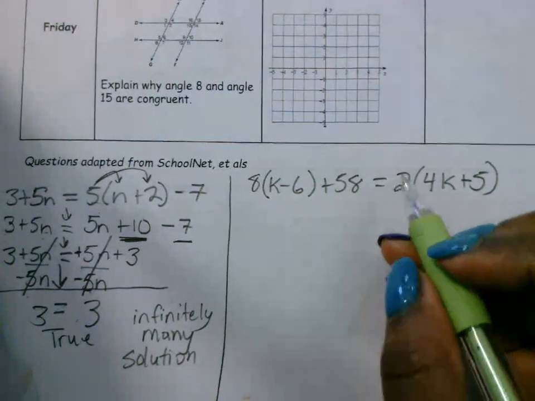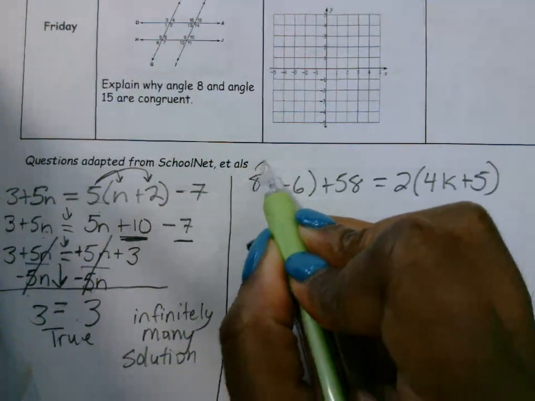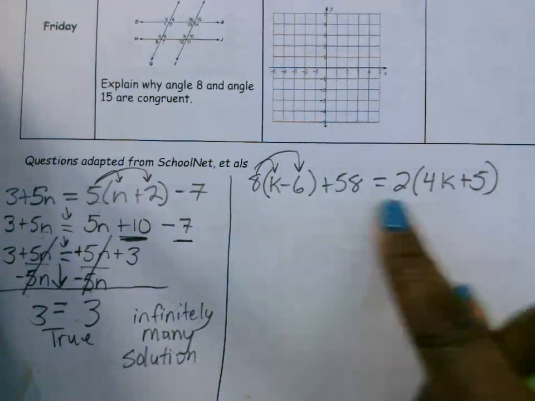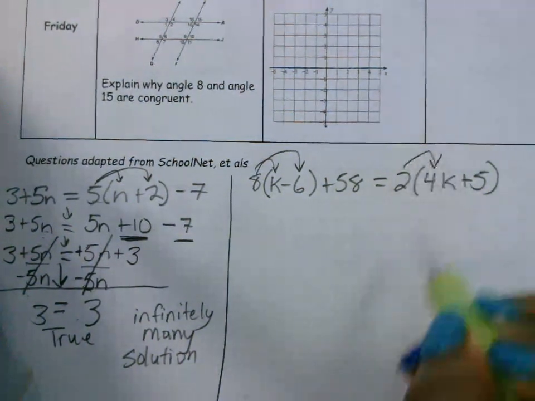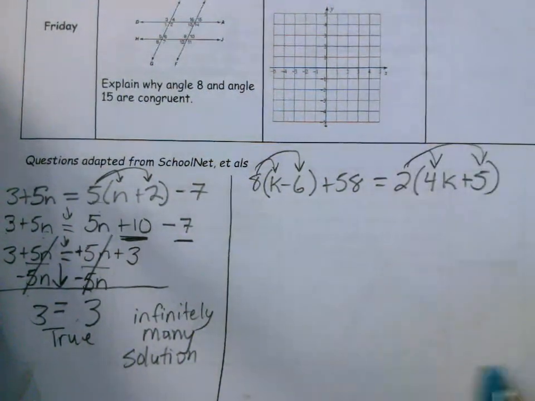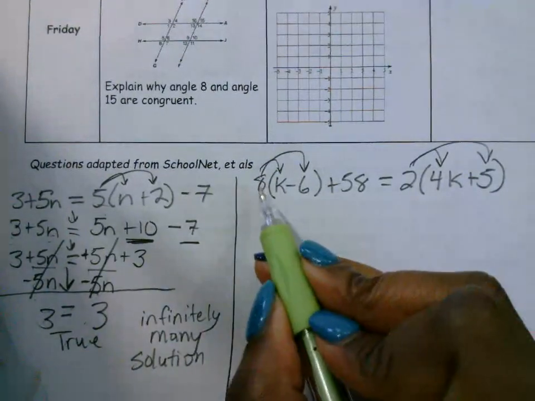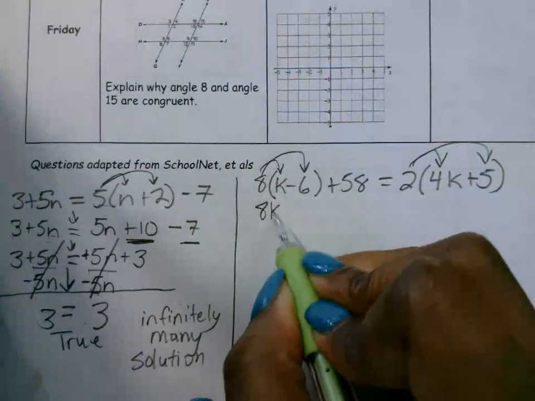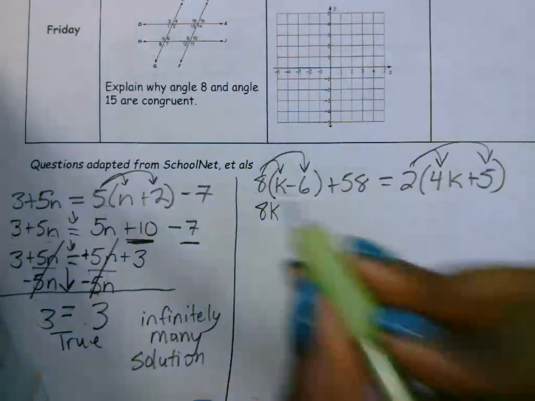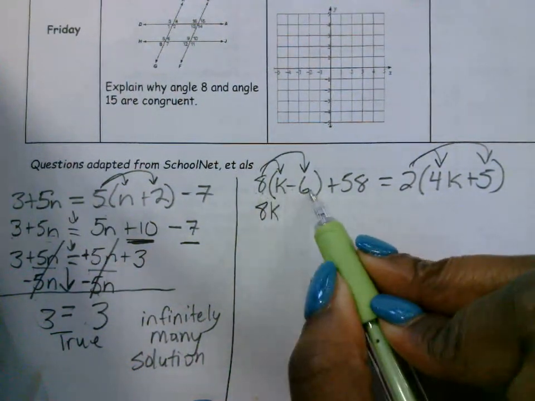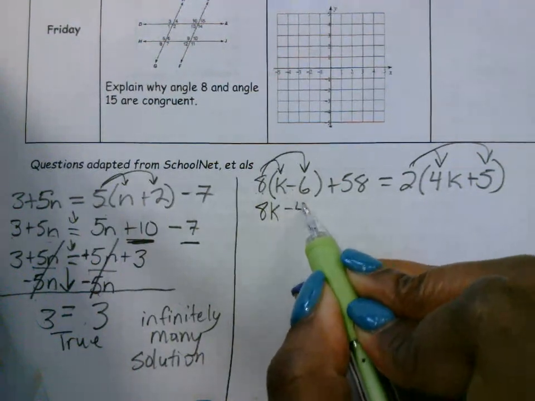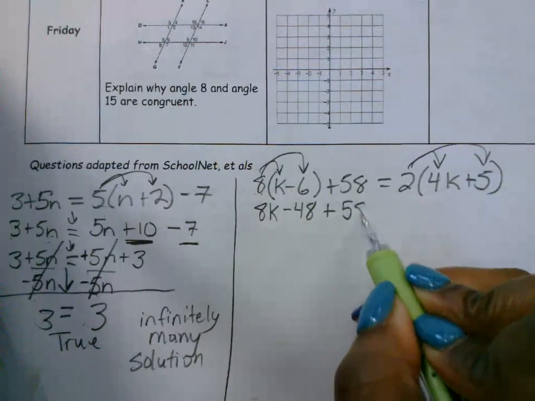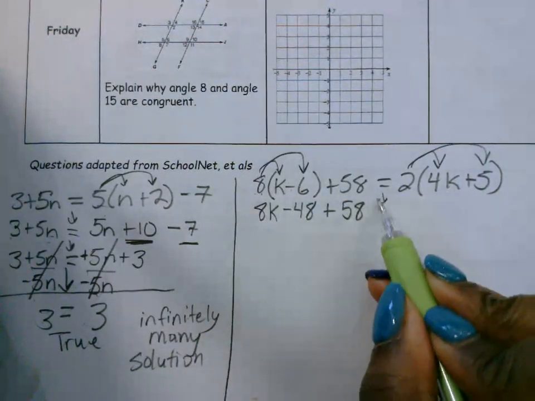We're going to distribute. We're going to say 8 times K, 8 times the negative 6. On this side, we're going to say 2 times 4K and 2 times the 5. What is 8 times K? 8K. Good job, y'all. What is 8 times a negative 6? Negative 48. So that's minus 48. Bring down everything else on this side. Bring down the equal sign.